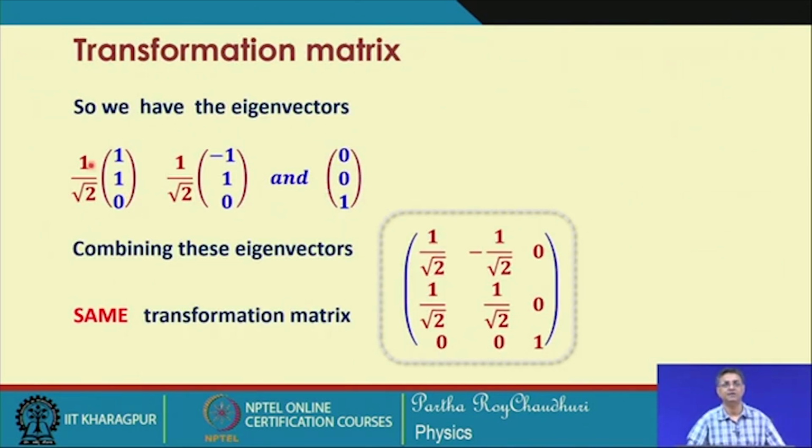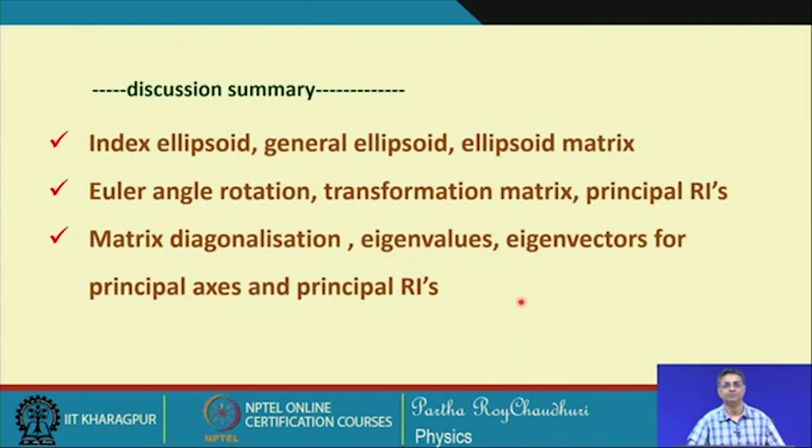Then if I combine these 3 eigenvectors, we can write this matrix as 1 by root 2, minus 1 by root 2. You can see this from here: 1 upon root 2, 1 upon root 2, 0, here minus 1 upon root 2, plus 1 upon root 2, 0, and this will be 0 0 1. So, I just combine all 3 eigenvectors together, which is nothing but the transformation matrix that we obtained from the Euler angle rotation.